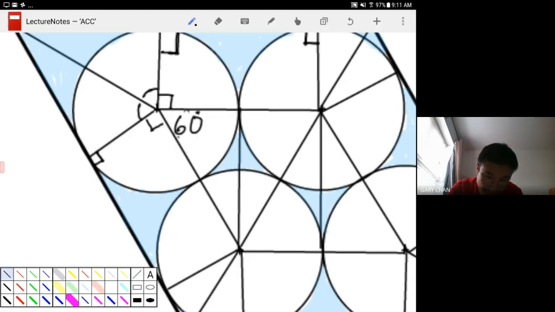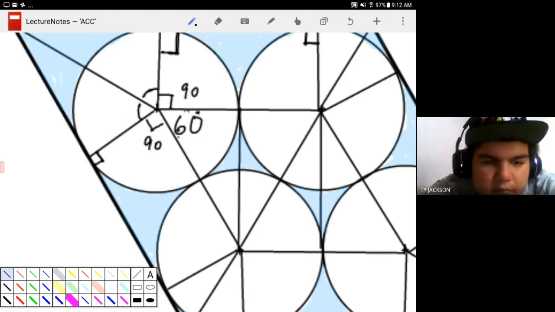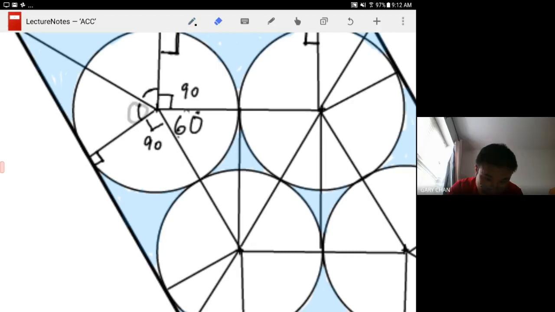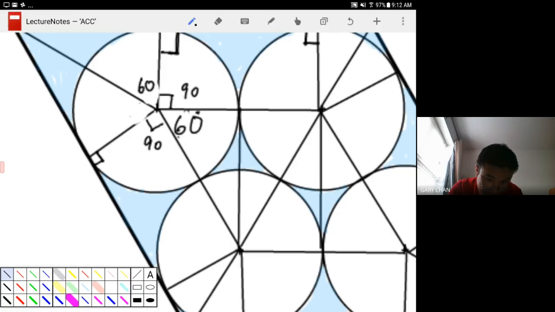Okay, so 60, I have 90, and I have 90, and these two angles over here are the same. What must be those two angles then? 60, 60. It must be 60, 60. That's right. So those two angles must be 60. Okay, so this is 60, and this is 60.